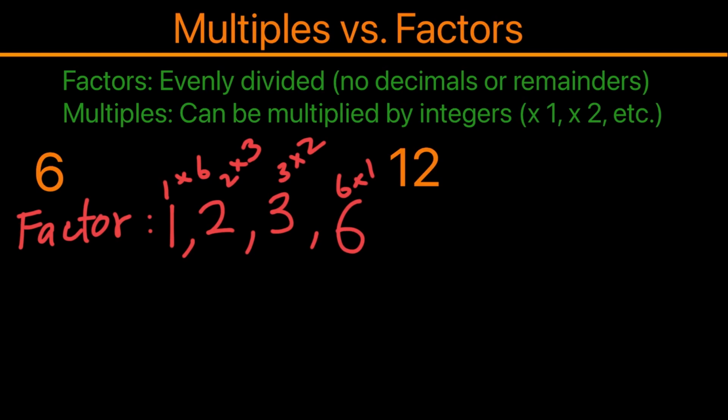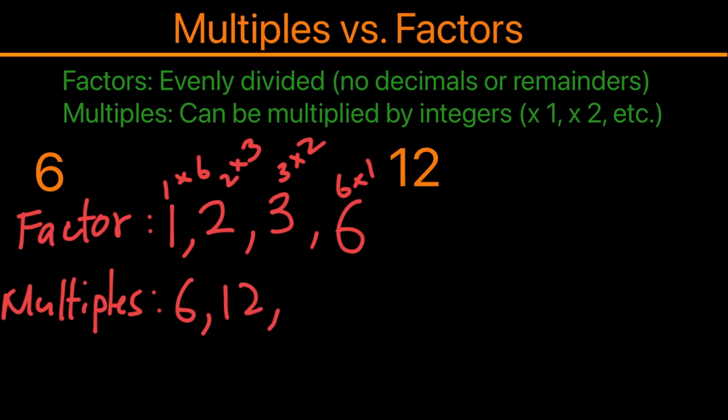Now what about multiples? For multiples, we're doing skip counting. So the first one will be 6 times 1 is 6. 6 times 2 is 12. 6 times 3 is 18. 6 times 4 is 24. 6 times 5 is 30. And so on.